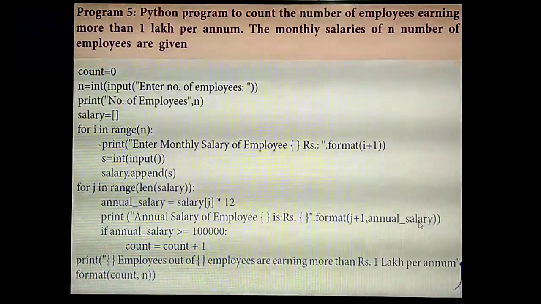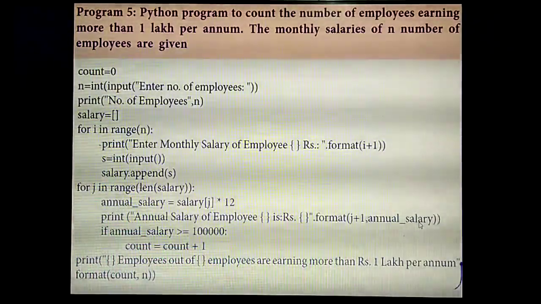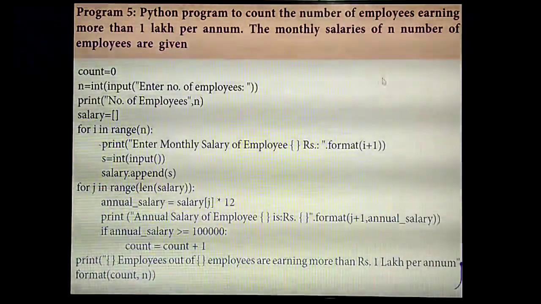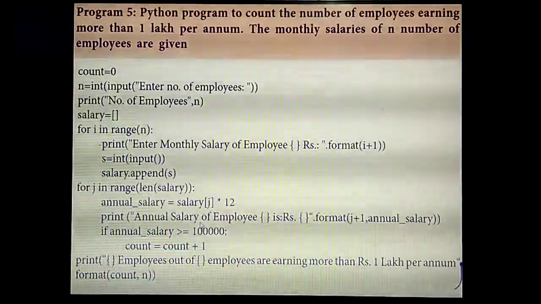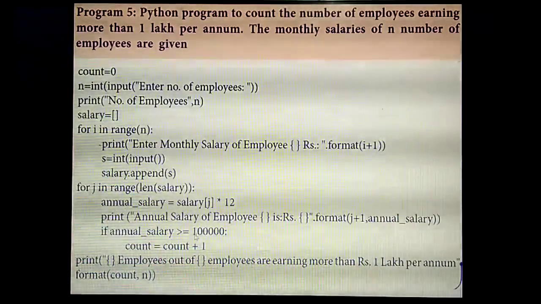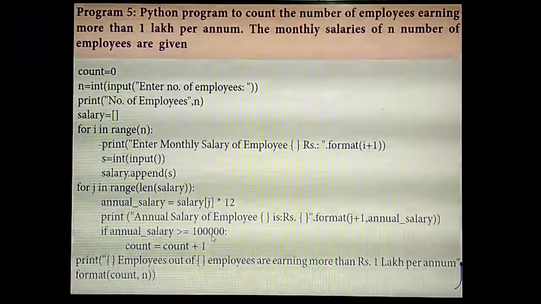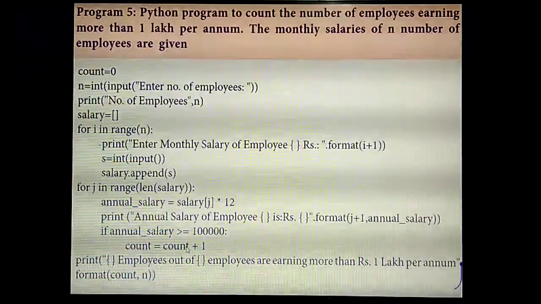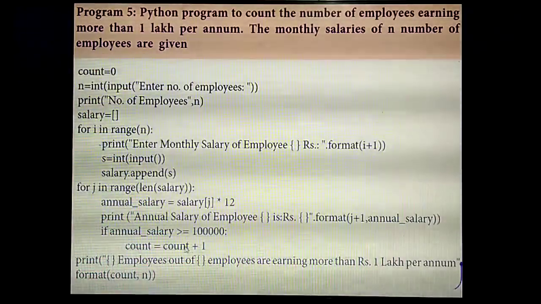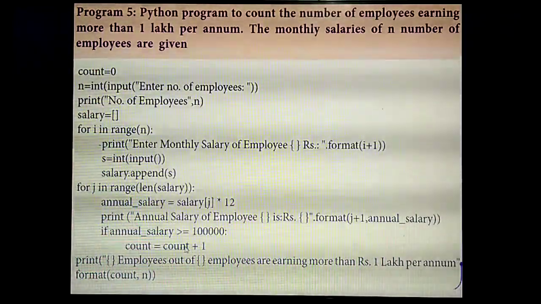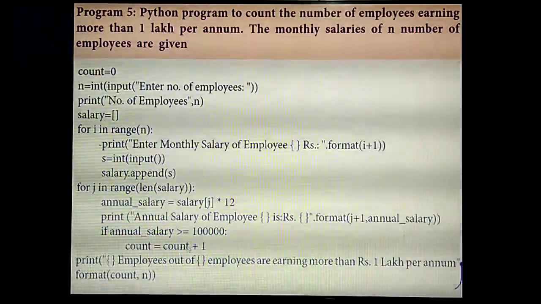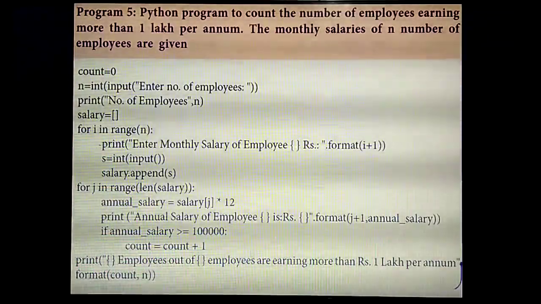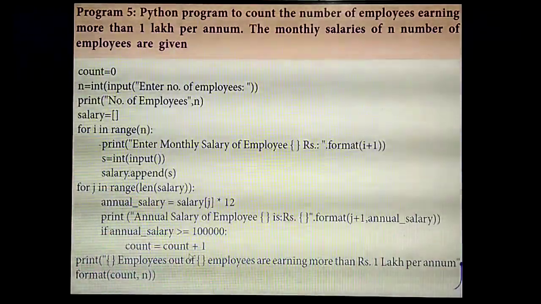Understand? Listen. In your question, they asked to find how many employees are getting above 1 lakh salary, isn't it? For that condition, if, already you have calculated the annual salary, isn't it? If annual salary is greater than or equal to 1 lakh, then count equals count plus 1. What's the meaning of count? It will count the similar values. That means if there are 5 members, the first time it is 1, then the second time 1 plus 1 is 2, then the third time 2 plus 1 is 3, and likewise up to 5 times. Each time the value will get incremented.